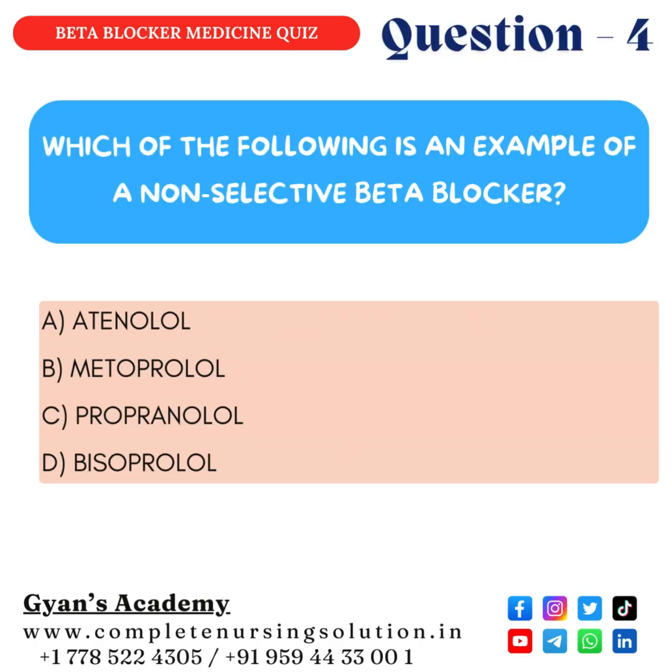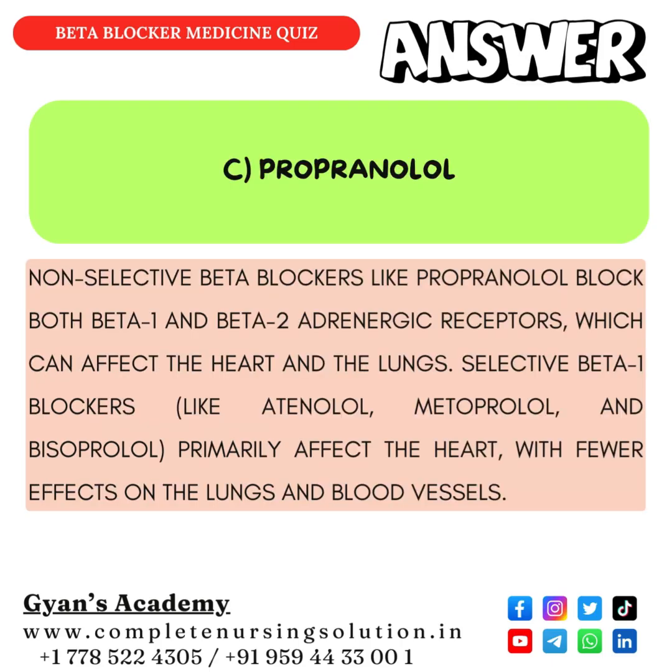Which of the following is an example of a non-selective beta blocker? Option A, atenolol. Option B, metoprolol. Option C, propranolol. Option D, bisoprolol. Answer. Option C, propranolol. Explanation.